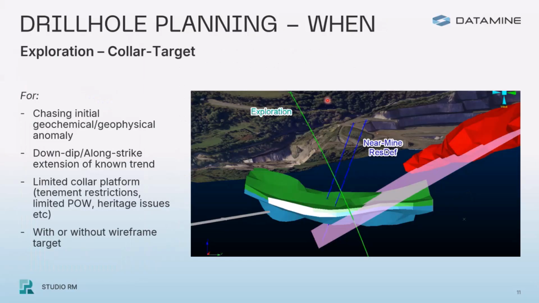So the 4 different use cases that we're going to go through is firstly exploration, for chasing initial anomalies, either geochemical or geophysical. It's particularly handy for a long strike or down deep extension of the known trends. Also, oftentimes in the exploration stage, you might have a lot of tenement restrictions, limited POWs, or even heritage issues, so your drill hole platform might not be as easily accessible as maybe a more mature project would. And you can do this with or without a wireframe target.